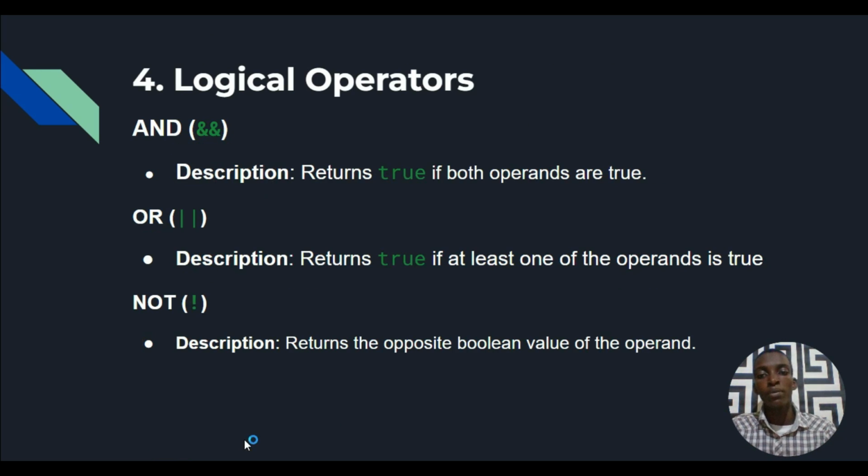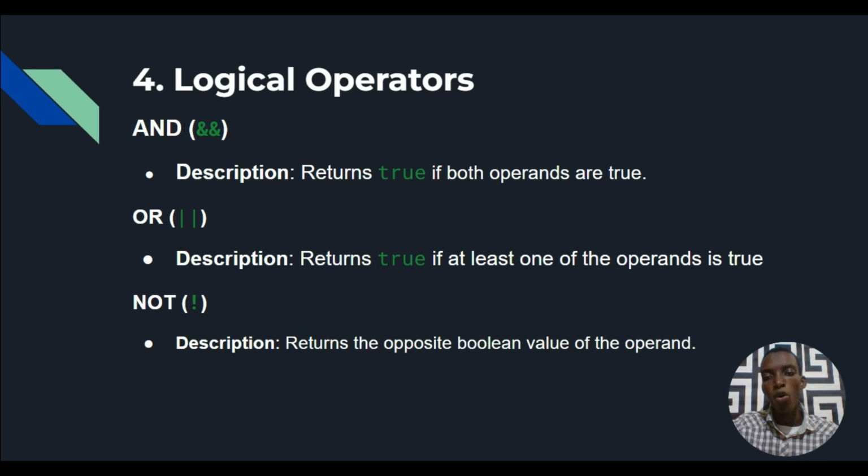Now the next one we have is the logical operators: and, or, and not. We represent and with this. The and returns true if both operands are true, meaning the left and right. I would say if A is equal to 10 and B is equal to 10 also, I'm saying A and B, it means both of them must be 10 and 10 before it can return true.